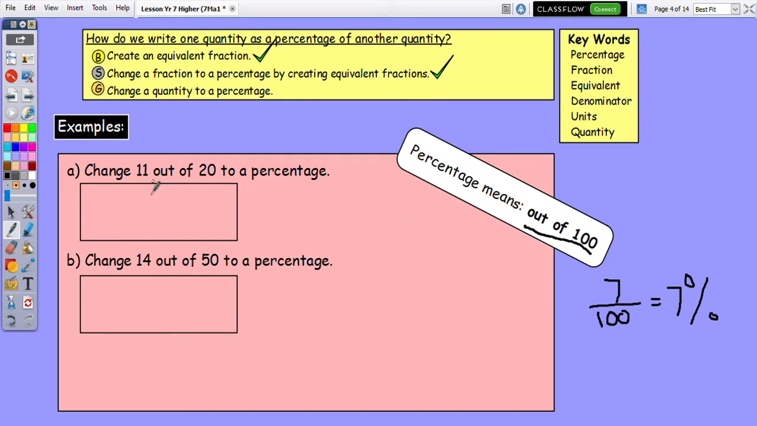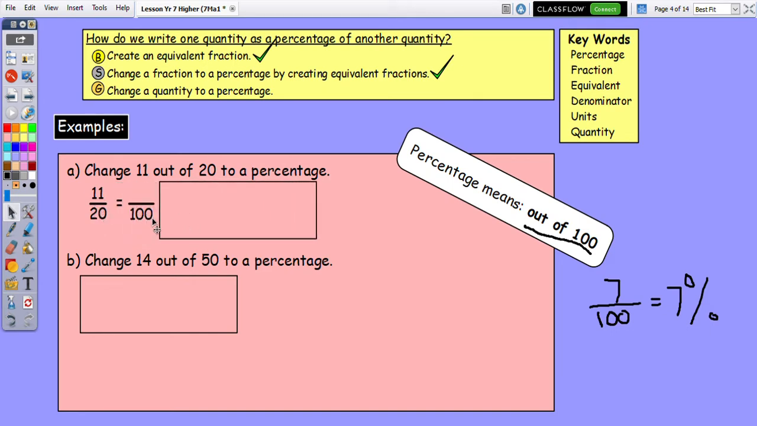So my goal is to change a fraction to a percentage. 11 out of 20 as a fraction looks like that, and my only job in these type of questions is to get that denominator to 100. Luckily 20 is a nice number. I can quite easily get that to 100. If I multiply 20 by 5, I get 100. If I do the same to the top, I get 55. Once my fraction is out of 100, that becomes my percentage. So 11 out of 20 is 55%.